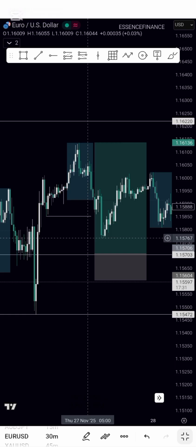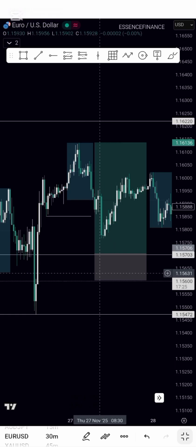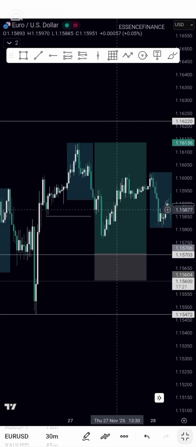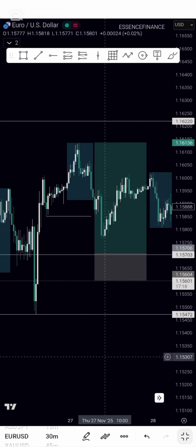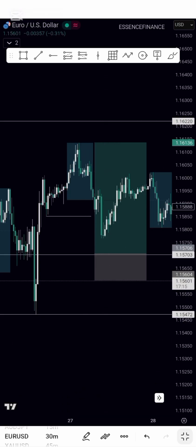I just left it, because it was correlating with Euro USD, they are opposite. If this one is buying, sorry, USD CHF. As Euro USD is buying, USD CHF was going to be selling. So I was already in on USD CHF.